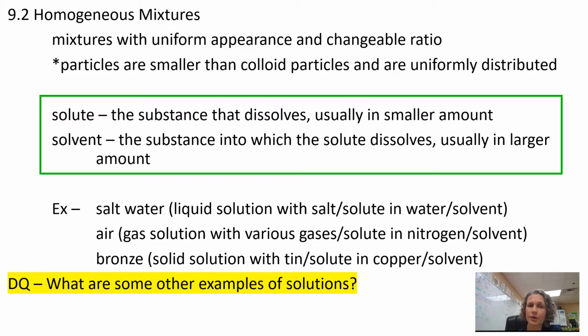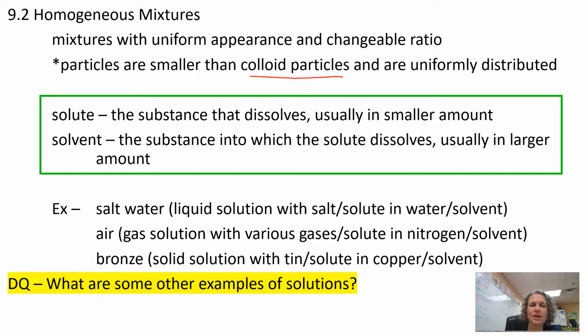The particles are smaller than colloid particles, so that's why the Tyndall effect doesn't work here. And they are typically uniformly distributed. Because of the Brownian motion and the way that the particles are keeping each other separated, everything just stays dispersed. In a solution, you have two main parts, the solute and the solvent. The solute is the substance that dissolves, and typically it's what you have a smaller amount of. The solvent is the substance that does the dissolving, so it's the substance into which the solute dissolves, and you usually have the larger amount of this.